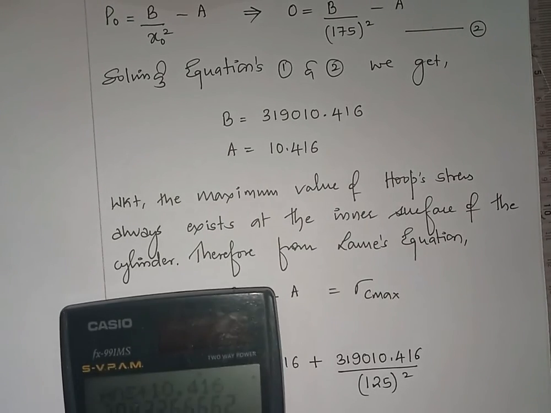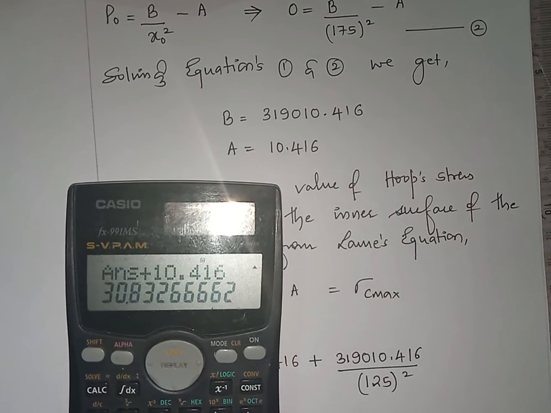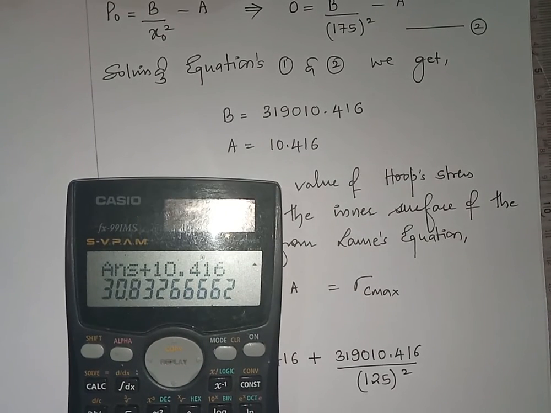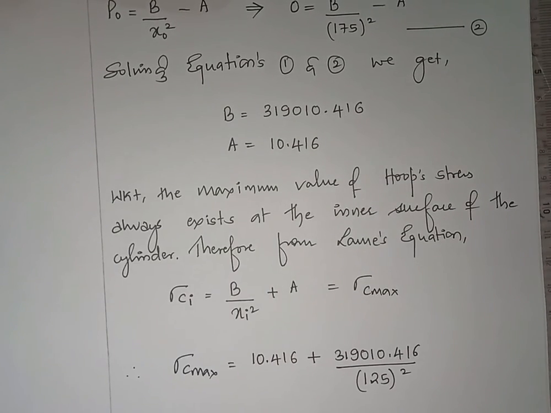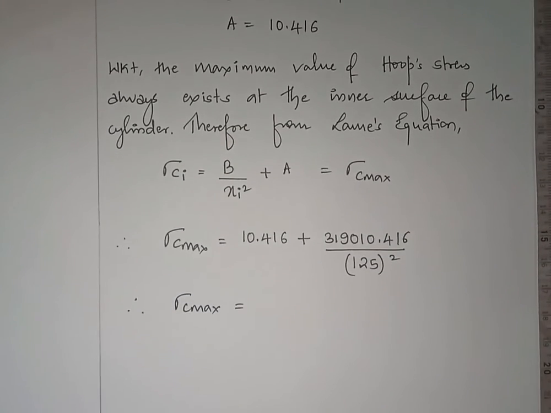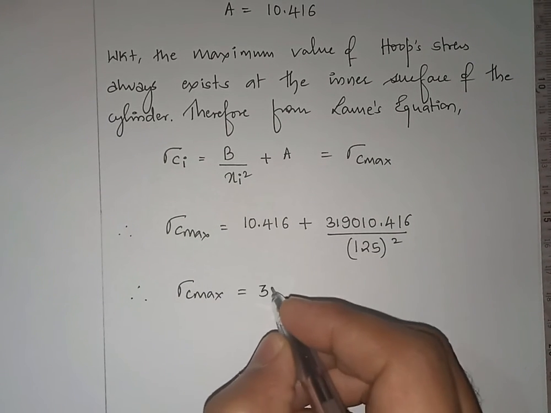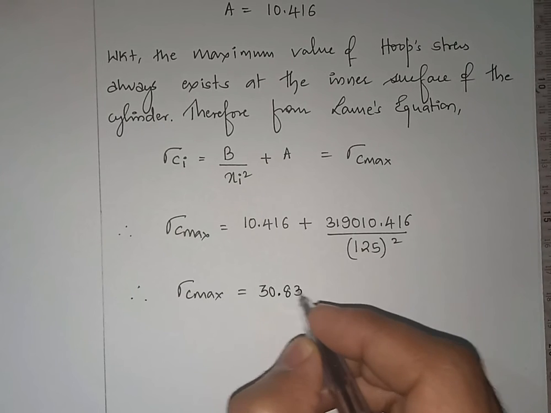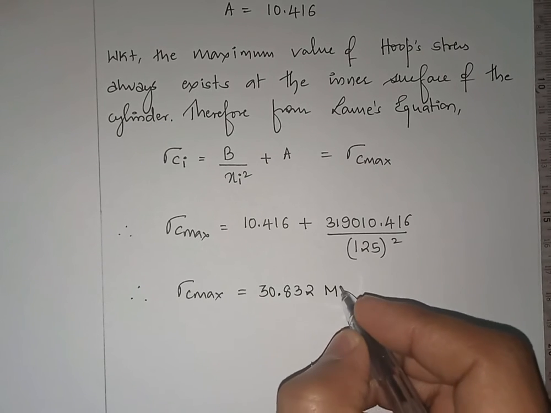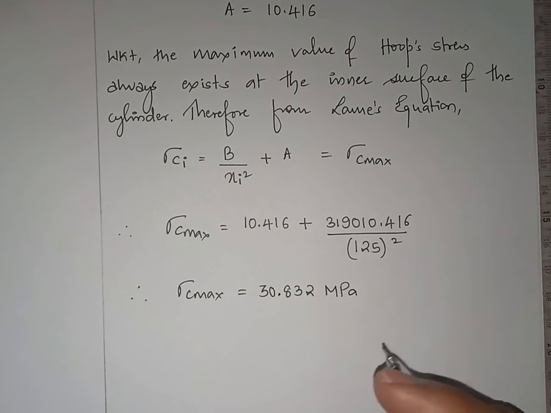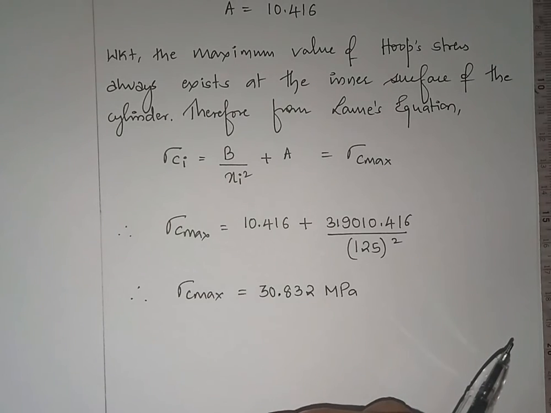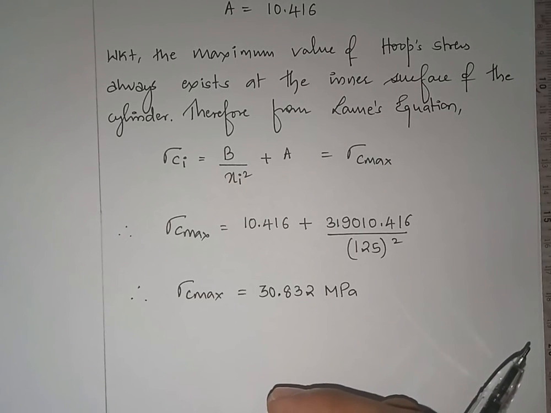So sigma maximum is 30.832. So this value is coming out to be 30.832 MPa, megapascals. Okay, that is the first thing he has asked us in the problem.